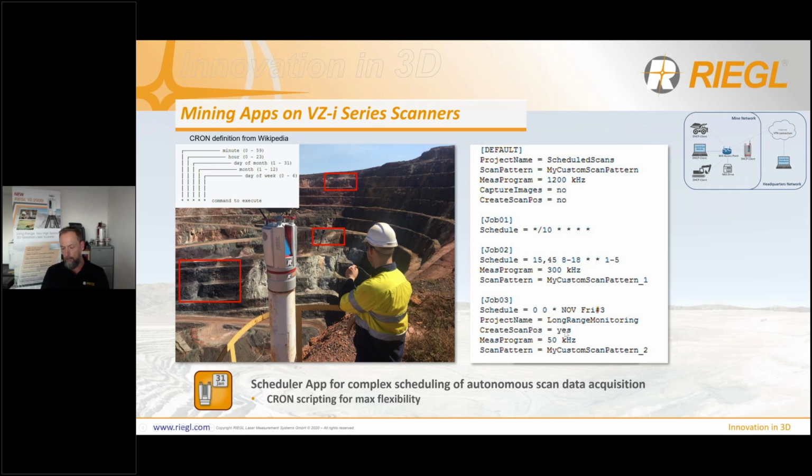And this simple text file is stored on the scanner. You start the scheduler app, it's reading the text file and simply performs all these schedules.